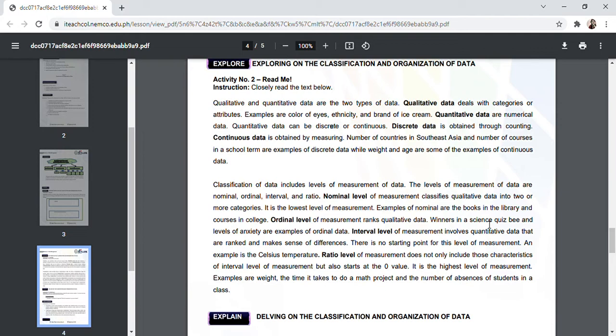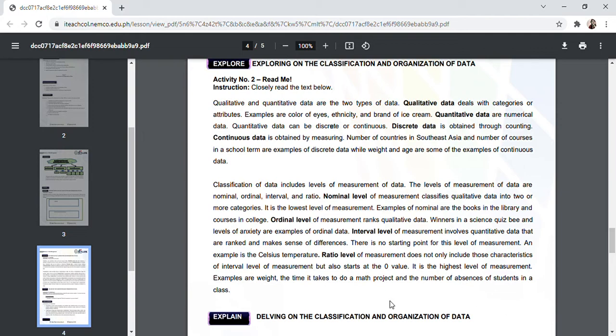When you see ordinal, there is an order. Like for example, when you do research, I think you experienced this in senior high school. Ordinal is when you have fully agree, mostly agree, somewhat agree, so it ranks. Fully agree is at the top, then mostly agree, and then somewhat agree. It ranks your qualitative data.